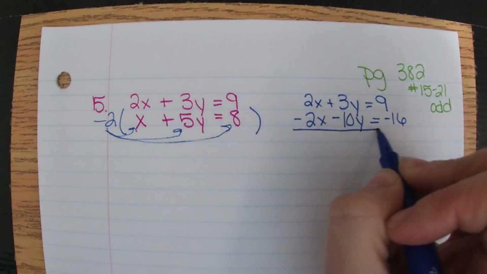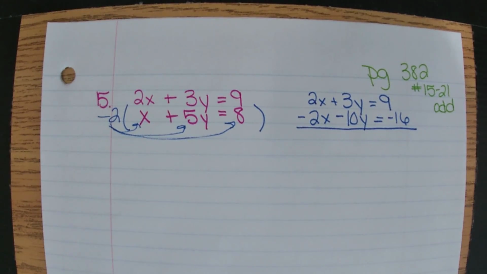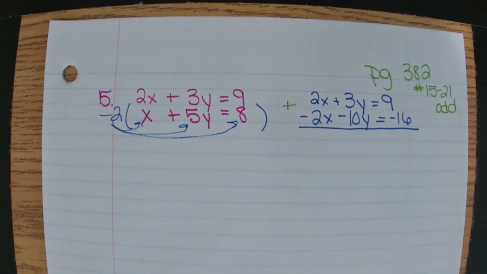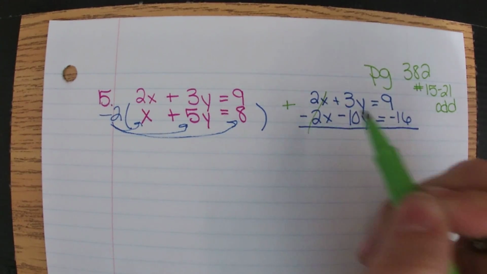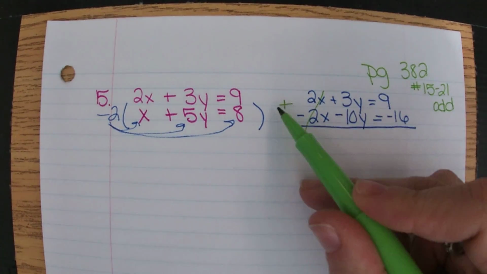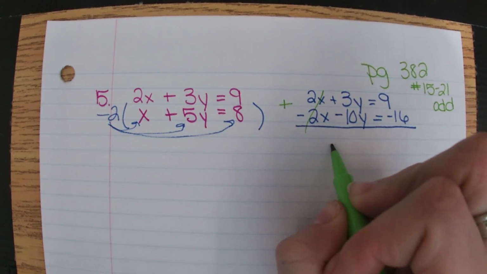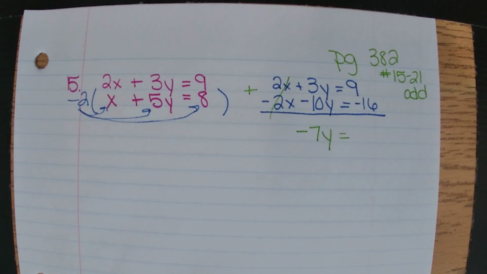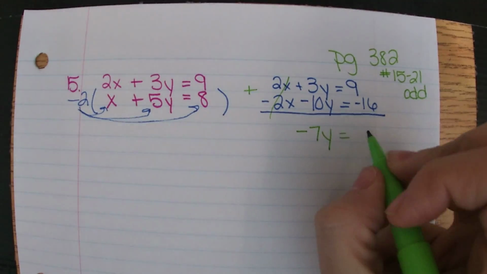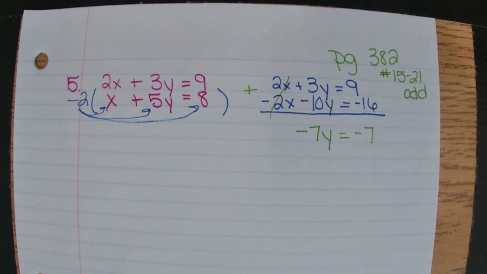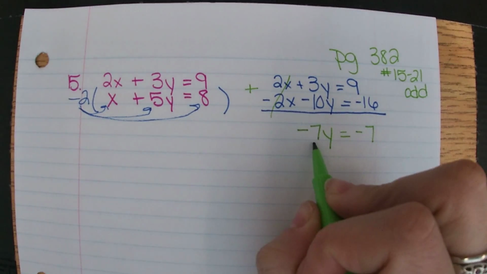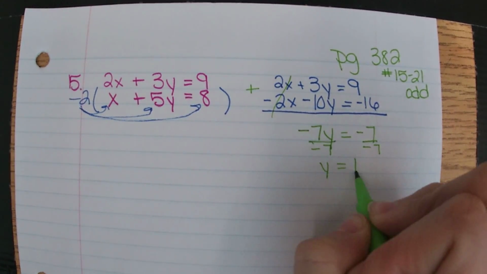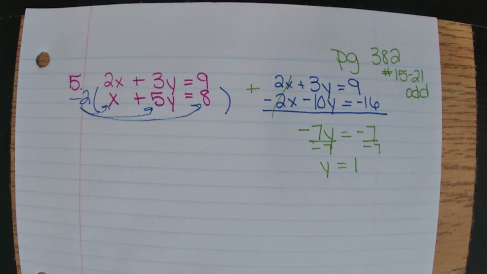Okay, once we've done that, then we know, as long as we've done everything correct, we should have set ourselves up so that we can just go to adding. So 2x plus a -2x cancels out. 3y plus -10y is a -7y. 9 plus a -16 will give us a -7. This is then a one-step equation we can solve. So I'll divide each side by -7 and get y equals 1.